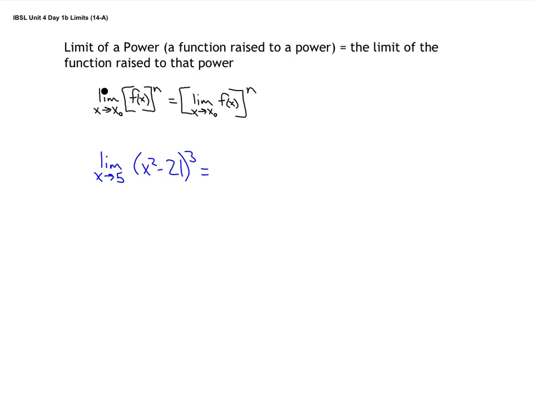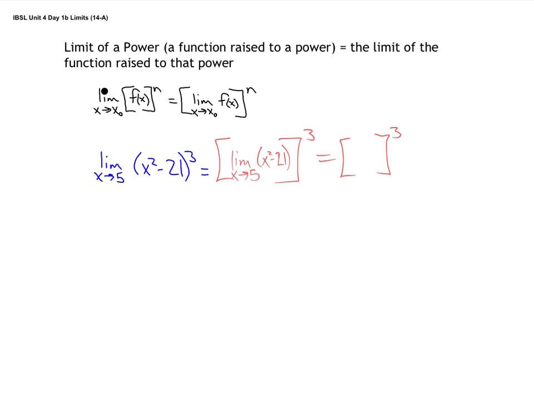So here, I don't need to cube this x squared minus 21 first. I can instead take the limit as x approaches 5 of just the x squared minus 21, and then that result I will cube at the end. Okay? So what's the limit as x approaches 5 of x squared minus 21? Wouldn't you take that 3 and put it in front? You're thinking of logarithms.